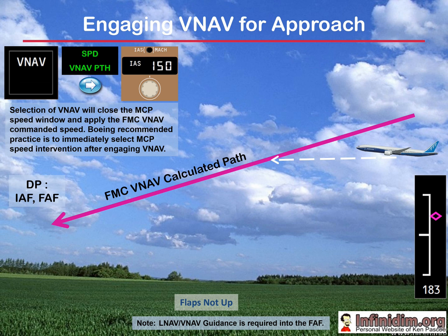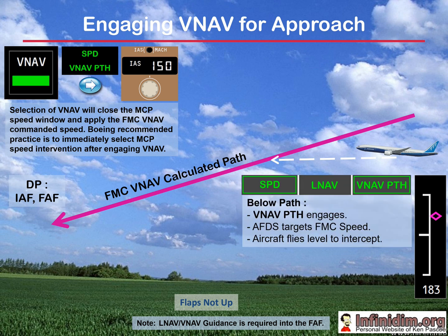And finally, a below path engagement. It's a pretty simple speed VNAV path engagement where the aircraft levels off if descending in order to fly into the FMC path and then continues descent down in VNAV path.